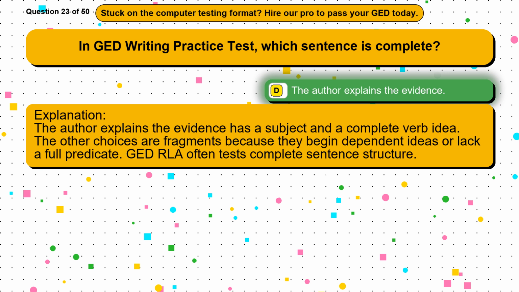The author explains the evidence has a subject and a complete verb idea. The other choices are fragments because they begin dependent ideas or lack a full predicate. GED RLA often tests complete sentence structure.